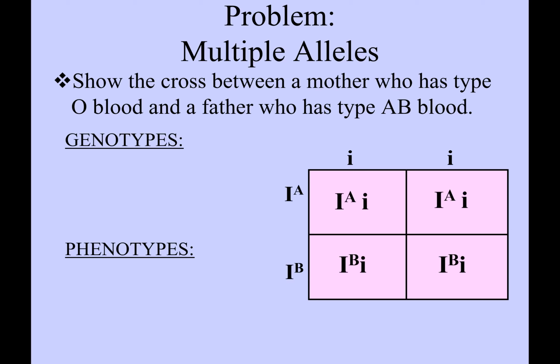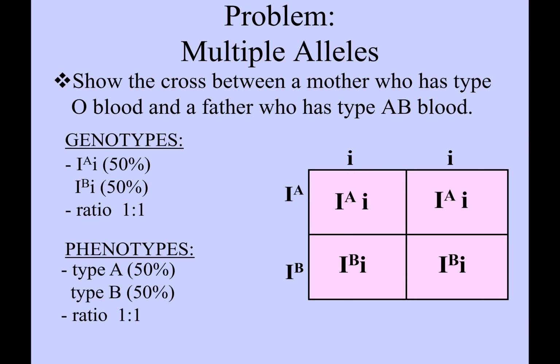So I fill in my Punnett square. My genotype ratios are 50% IA little i, 50% IB little i. So I have a 50% chance of having babies that have A type blood, and I have a 50% chance of having babies who are B type blood.